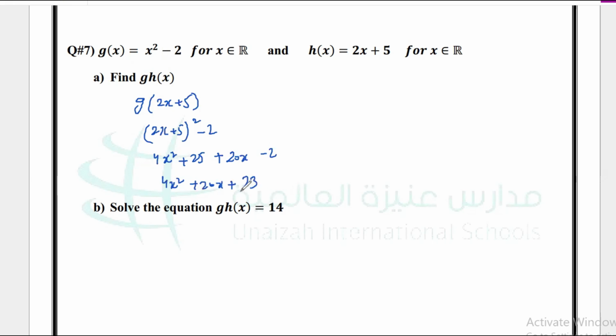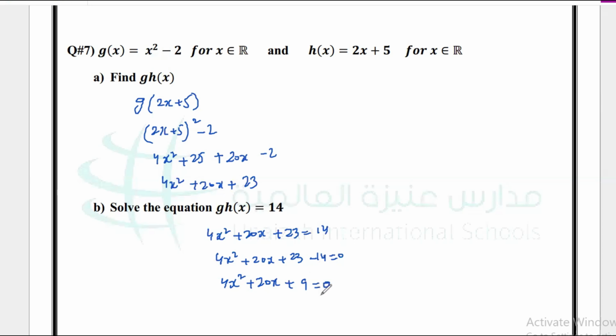We can use this result in part B as well, because gh of x equals 14. So gh of x we already found in the first part. It is 4x squared plus 20x plus 23 is equal to 14. And of course, we have to solve to find the values of x. So 4x squared plus 20x plus 23 minus 14 is equal to 0. So 4x squared plus 20x plus, 23 minus 14 is equal to 9.